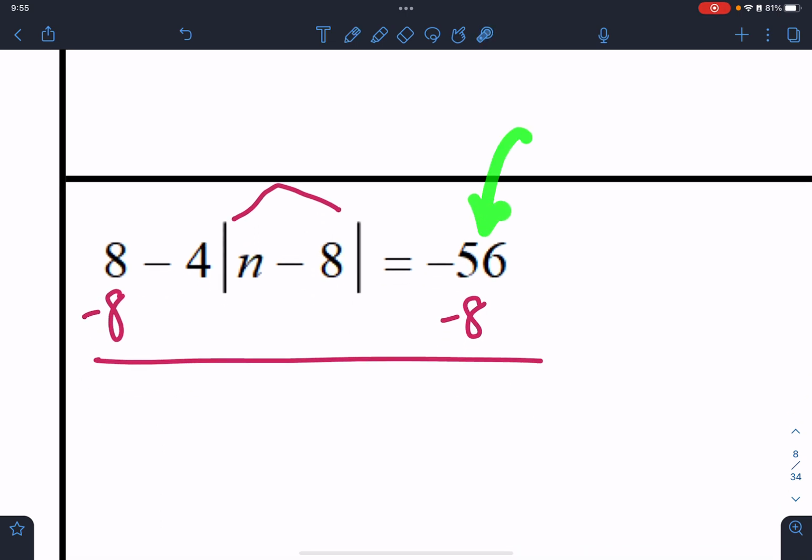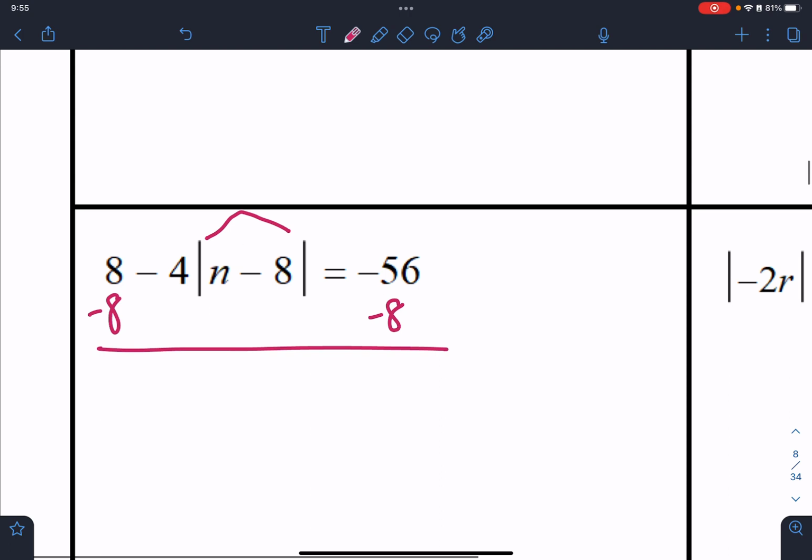I also like this one because a lot of times people will see that negative and they'll want to say, oh, that's no solution. You have to wait a little bit. You need to move everything around, and then we can decide. So I have negative 4, then n minus 8 in the bars, so I'm not changing that. And then negative 56 minus 8, which gives me negative 64.